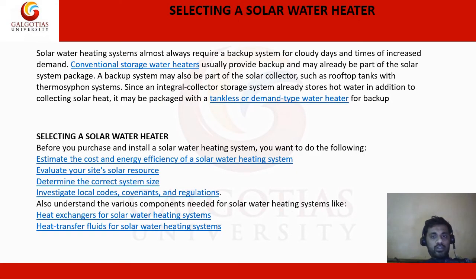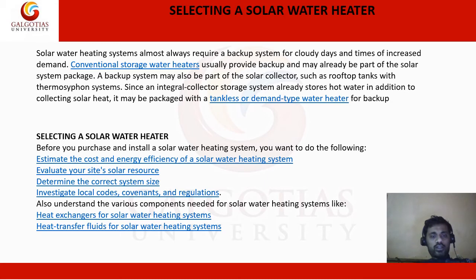Now, the next is how do you select a solar water heater. Before you purchase and install a solar water heating system in your house, you want to check the following. Number one, estimate the cost and energy efficiency of the solar water heating system you are going to buy. Then evaluate your site's solar resource, as to whether your location is very suitable for having the sun's energy. Determine the correct system size, and investigate the local codes, covenants, and regulations.